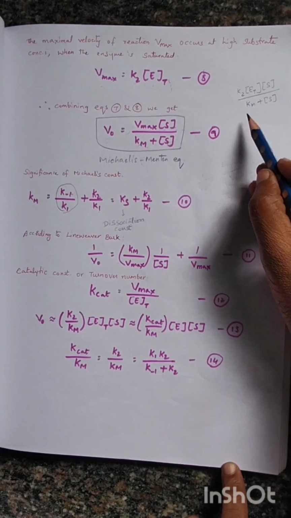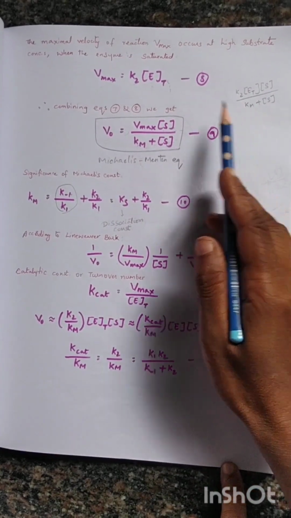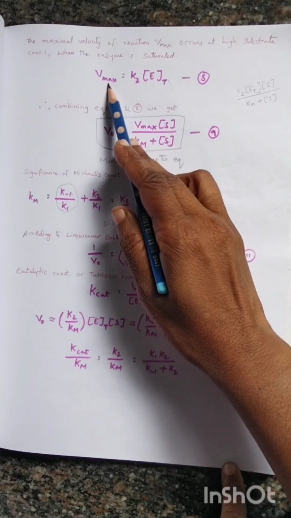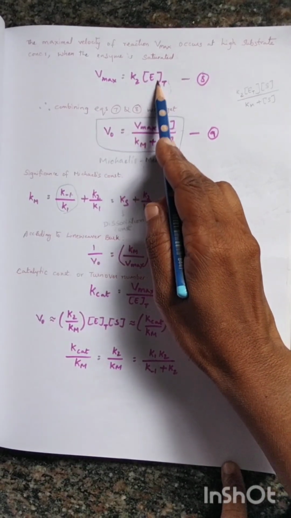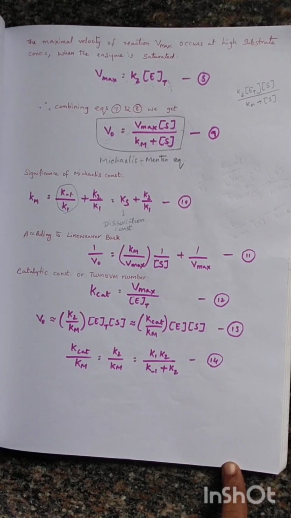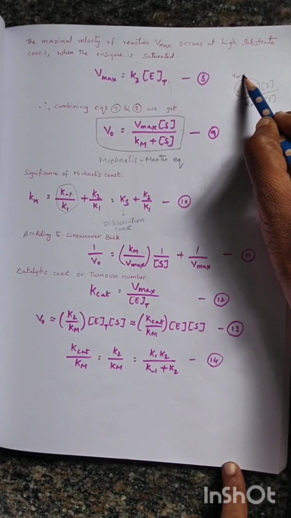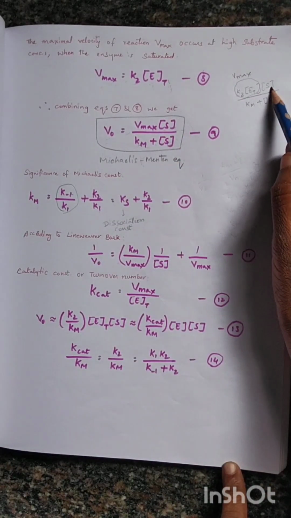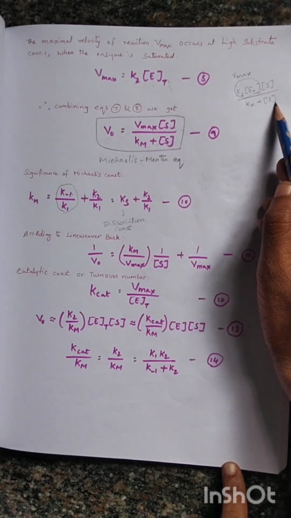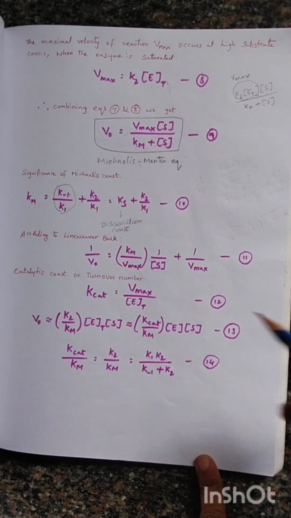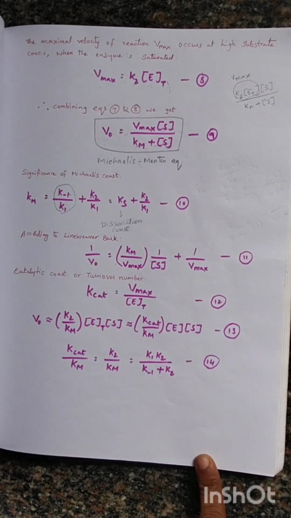This is equation 7 which we got previously. When we combine this equation with this equation, we get the expression for V0. Since it is said that Vmax is equal to K2 into concentration of enzyme total, this is represented with Vmax. So V0 is equal to Vmax into concentration of substrate divided by Km plus concentration of substrate. This is called the Michaelis-Menten equation, where we can find out the velocity of the reaction at any given point of time.